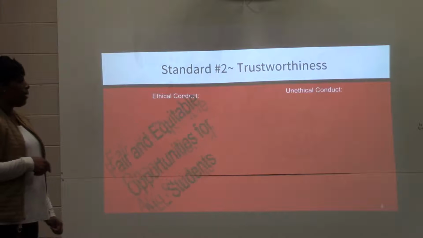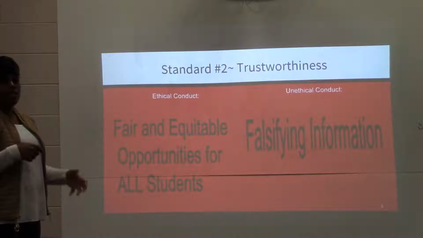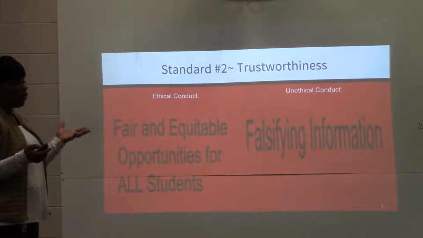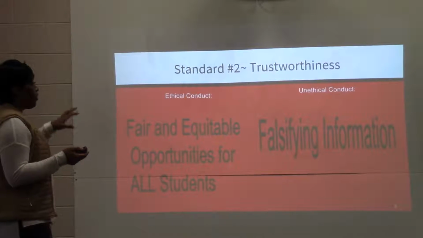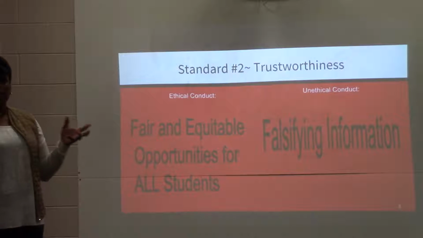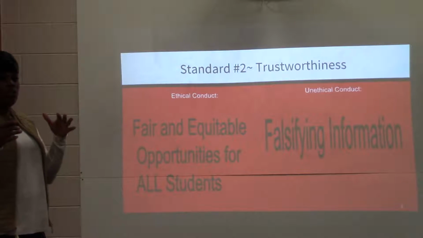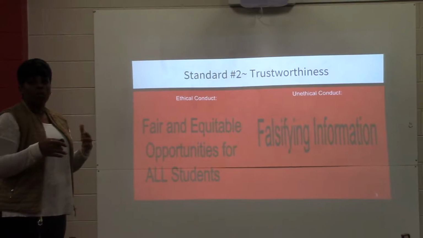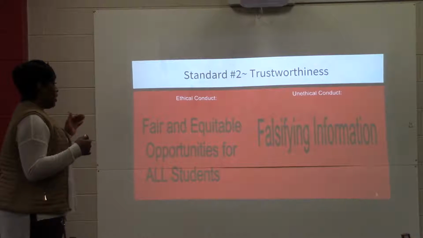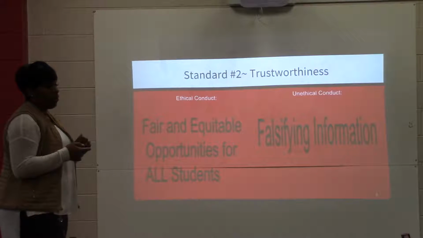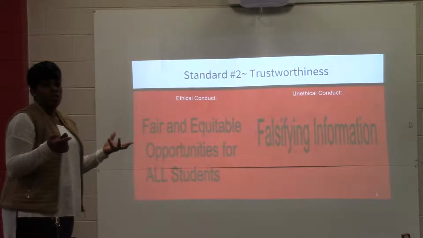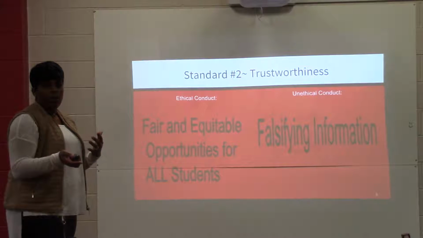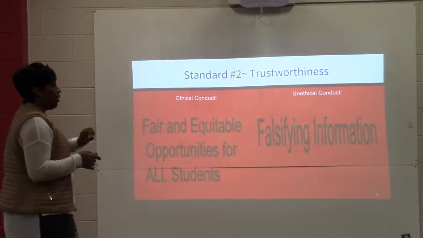Standard 2 talks about being trustworthy. And so the key word that you hear in trustworthiness is trustworthy or trust. So for the ethical side, teachers need to be fair and equitable. That means that you do the same thing for everyone, regardless of who you know or what they do. You're always fair and equitable, especially for all students. And this could go for all teachers as well, like people that you work around and the students that you come in contact with. You always need to be fair and equitable with them.